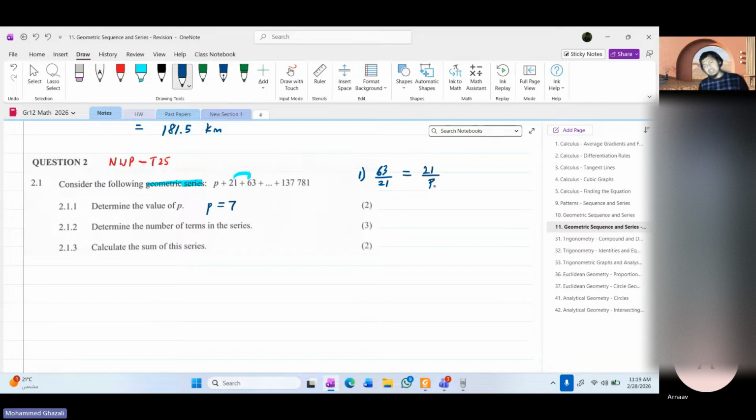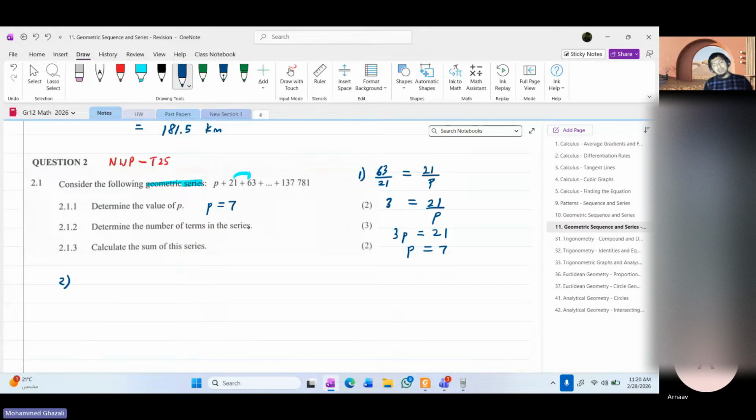Anyways, let's do it like this as well. So 63 divided by 21 is 3. We got 21 divided by P. 3P is equal to 21. So P is equal to 7. So try to be smart and work it out just like this, just write down the answer. But they said determine the value of P, so you need to show some calculation. There it is here.